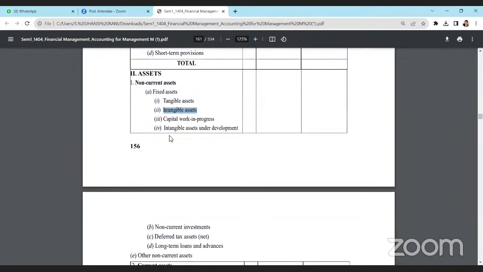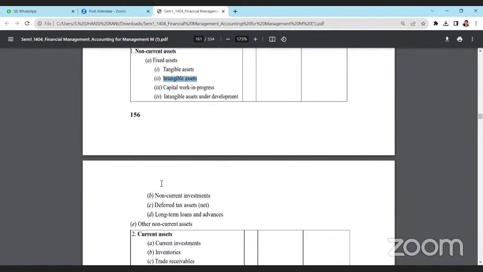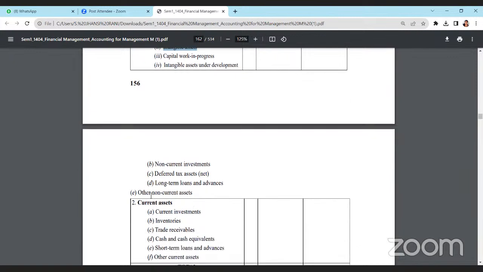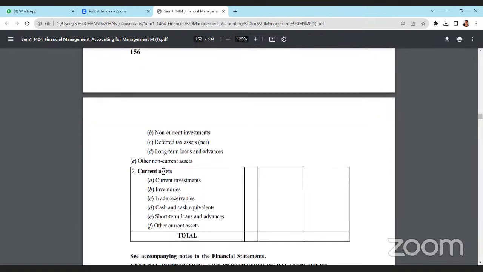Next, capital work in progress, intangible assets under development. Next, we have any non-current investments if you have done, long-term loans and advances given to outsiders, and other non-current assets. Next, we have current assets, which can be easily converted into cash, or which we can ask those who are due to the company to pay within a period of 12 months or 1 year. We have current investments, inventories. Inventories means nothing but the stock. Next, we have trade receivables, cash and cash equivalents, short-term loans and advances, and other current assets.